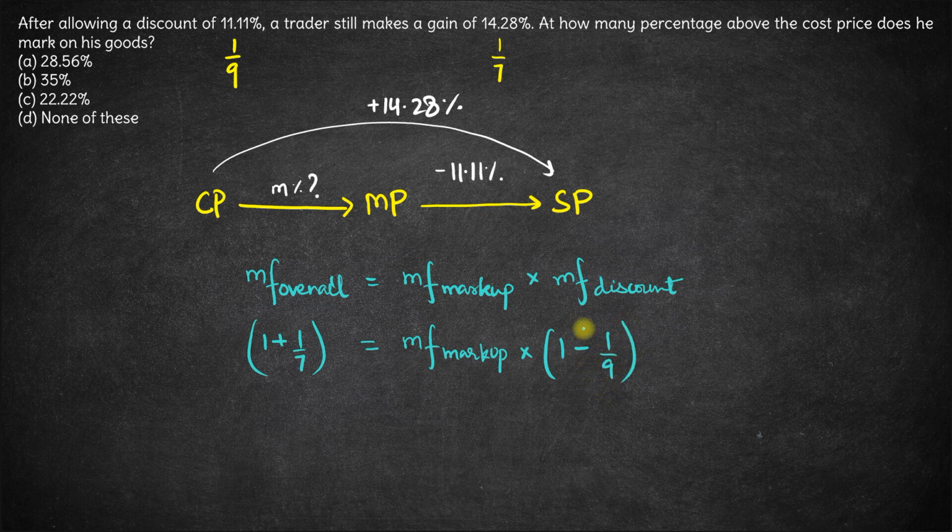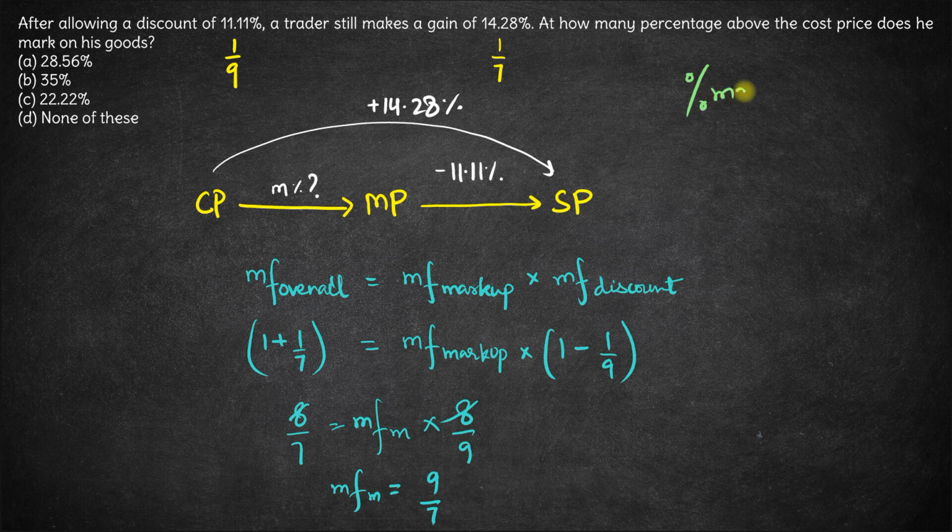1 minus 1/9. Okay, so we have 1 plus 1/7 is 8/7, into this is equal to the multiplication factor for markup into 1 minus 1/9, which is 8/9. So 8 gets cancelled out. We have the multiplication factor for markup as 9/7. This is the multiplication factor for markup.